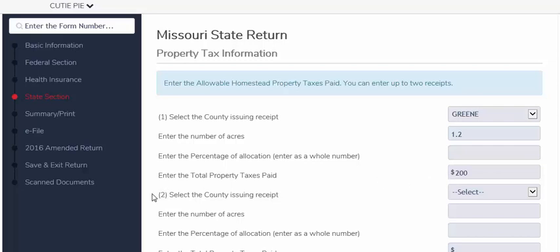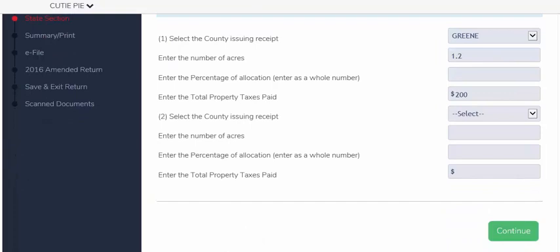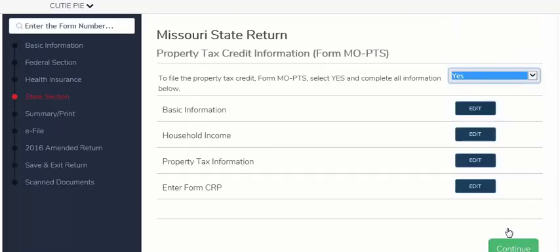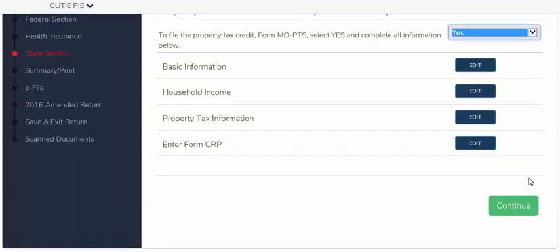You'll see down here, it starts with number 2, select the county issuing receipt, and it just repeats the questions over. That's in case a person has a second property that they can claim property tax credit for. So we're going to hit continue. And I think we've entered all of our information. Let's hit continue again.